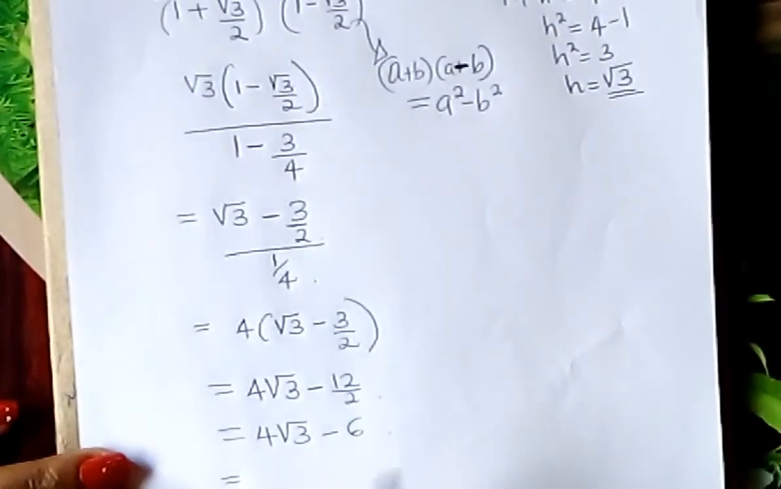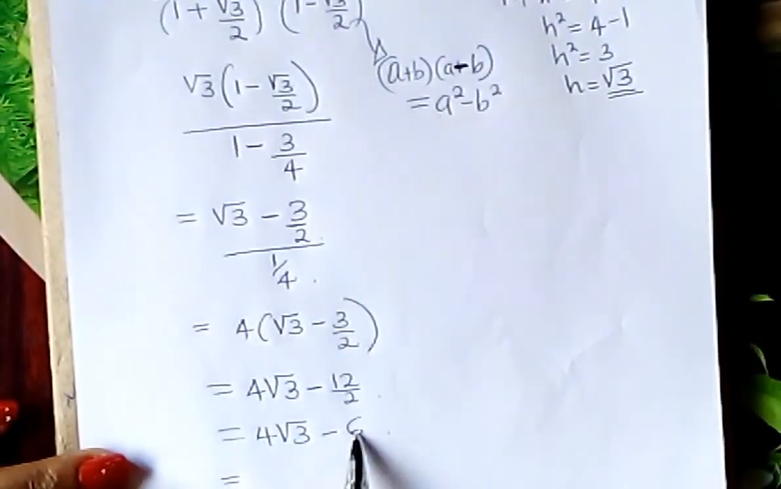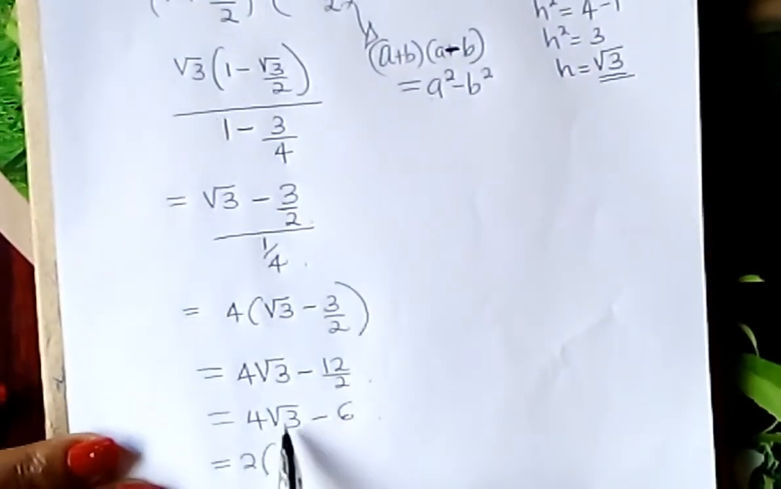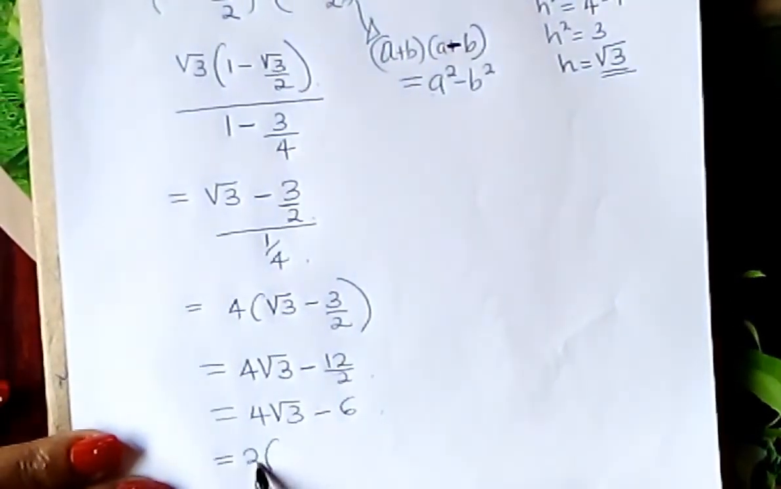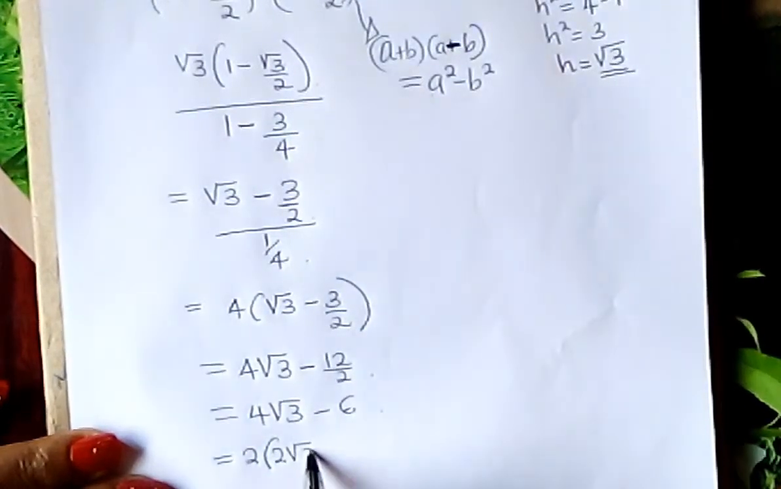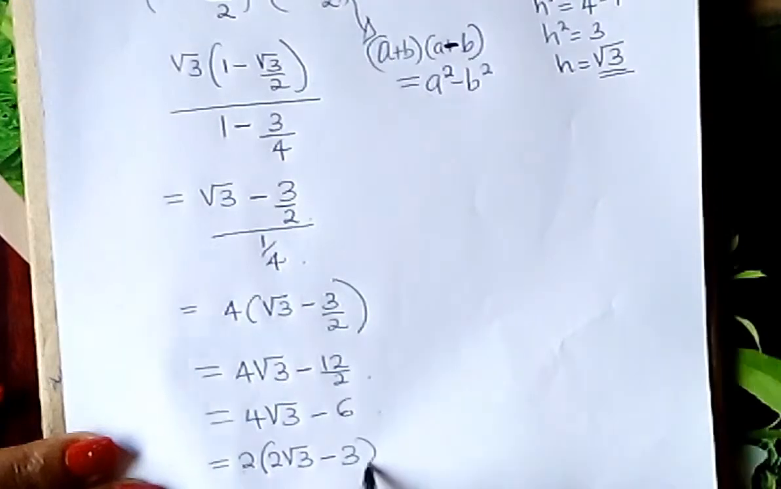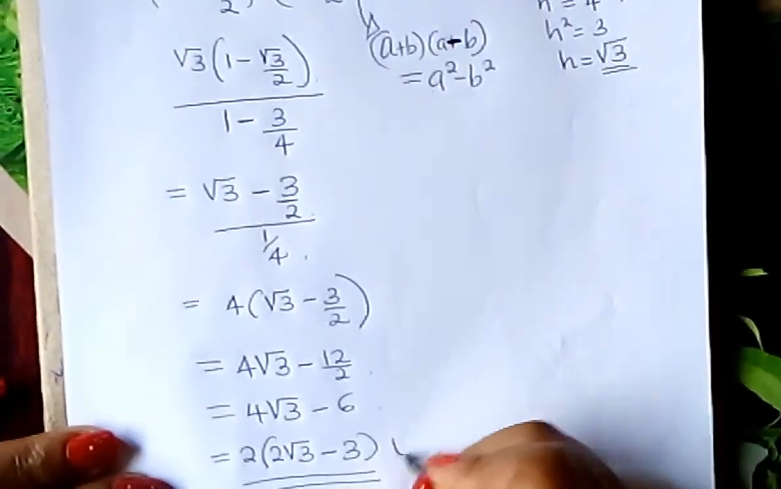So you can move on and factor out 2 from here, and so you'll be left with this divided by this. It will be 2 root 3 minus this divided by this gives you 3, and that is the answer.